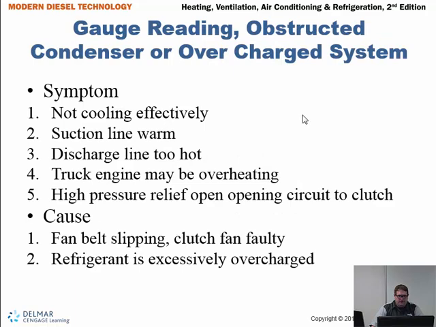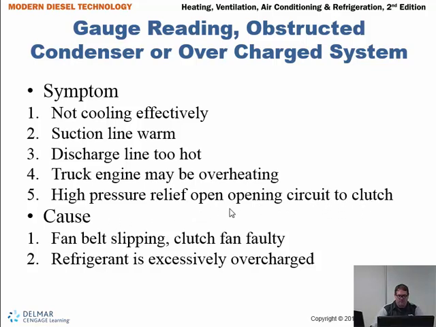All right, the symptom: not cooling effectively, suction line warm, discharge line too hot, truck engine may be overheating, the high pressure relief opening and circuit to clutch.